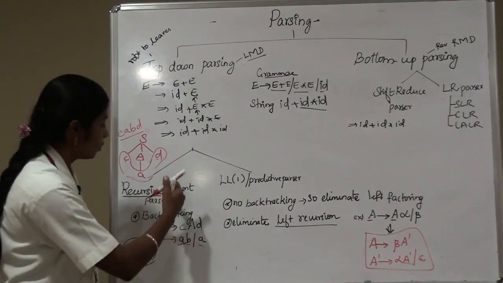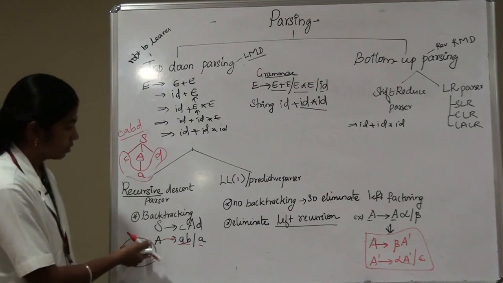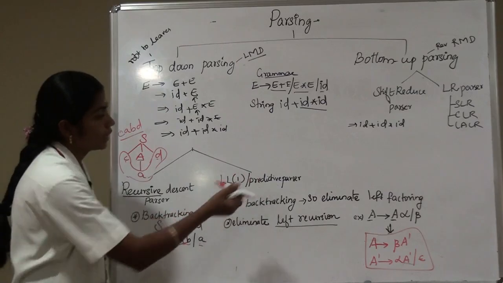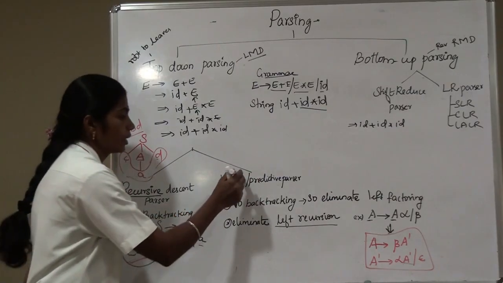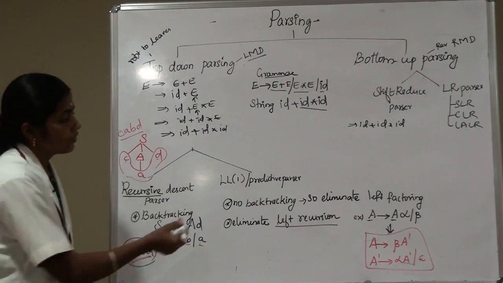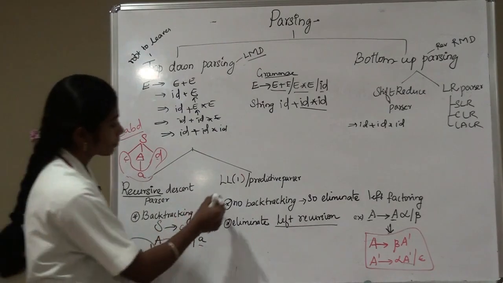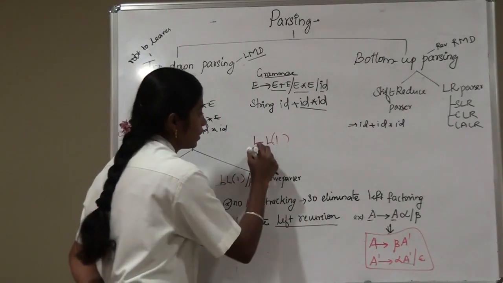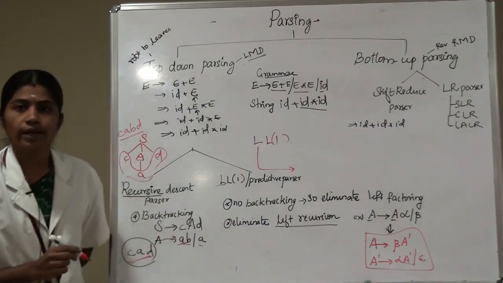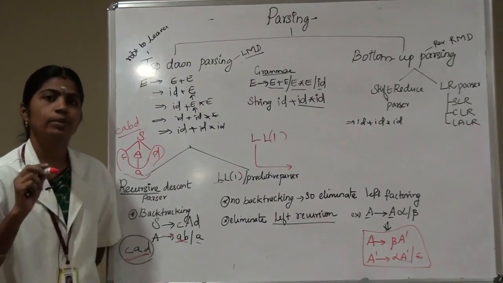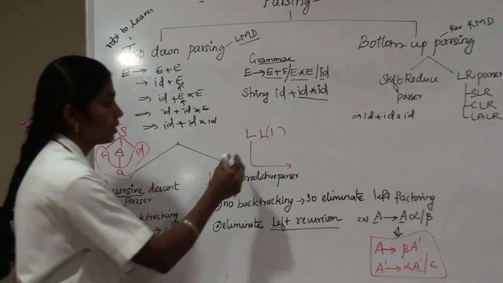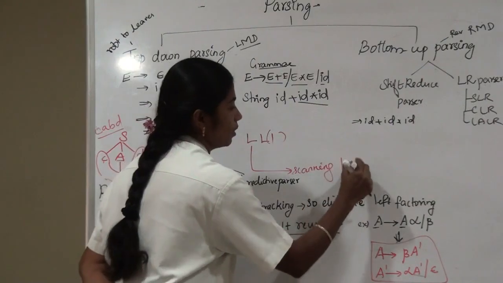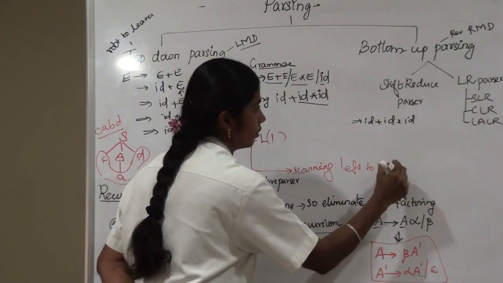In order to eliminate all the drawbacks of this recursive descent parser, we go for the other alternative of the top-down parsing method, that is the predictive parser. The predictive parser you can also call LL(1). Why we call it LL(1) is, the first L says left to right scanning of input. Always we will be scanning the input from left to right.